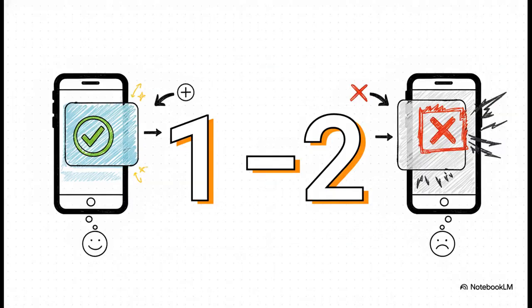And the magic number here is 1 to 2. Seriously, you should limit your pop-ups to maybe 1 or 2 per session. Sometimes you might even stretch that to 1 or 2 per week. Any more than that, and you're just asking for trouble. People get tired, they start ignoring everything you show them, and pretty soon they're hitting that uninstall button. Less is definitely more here.